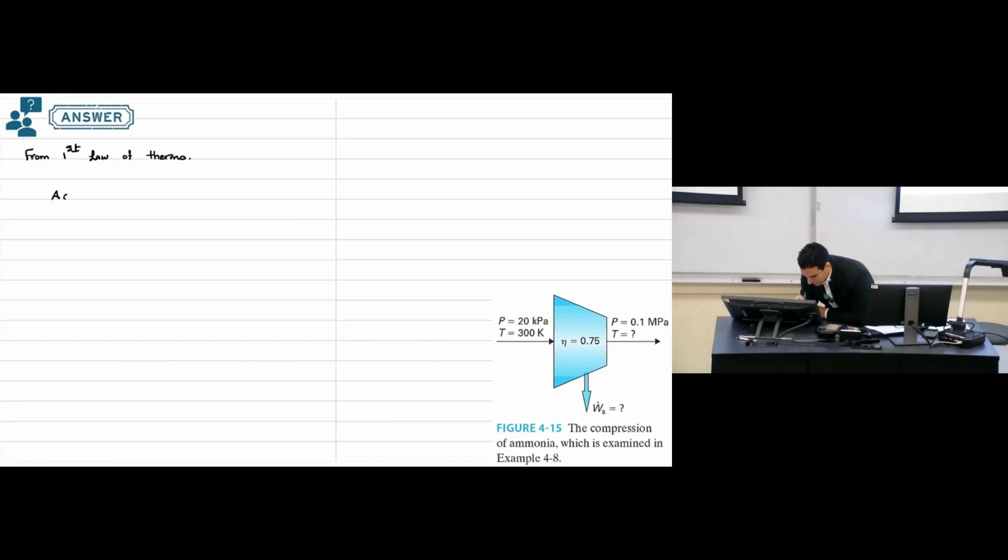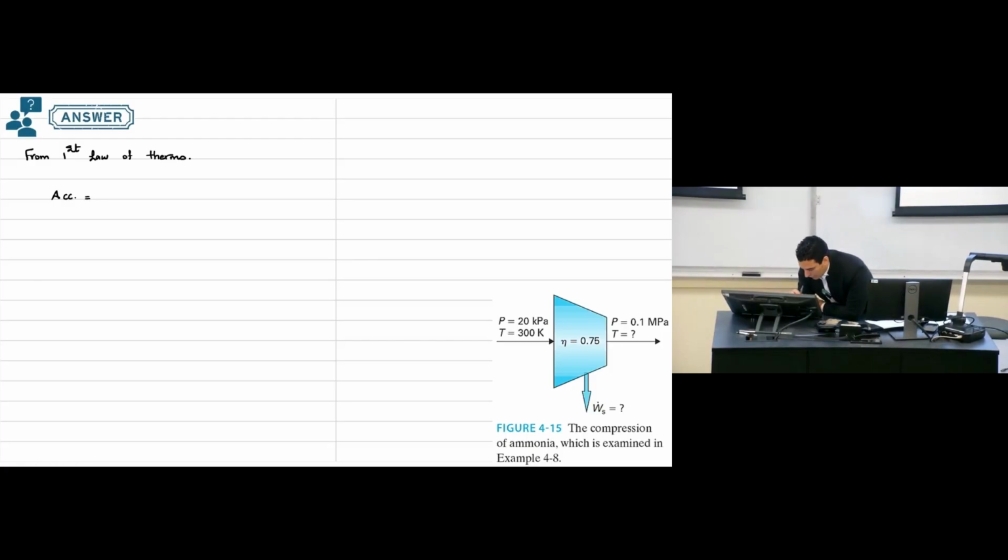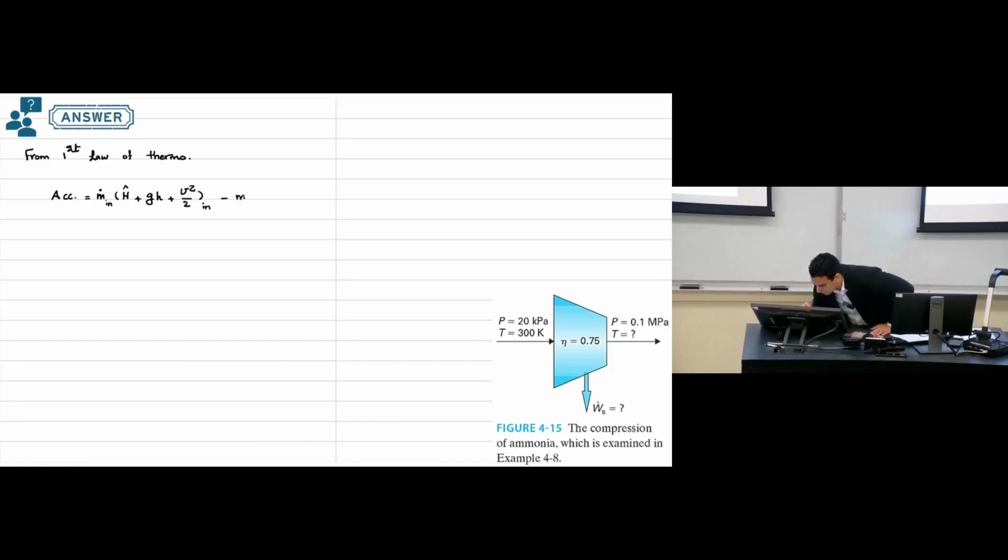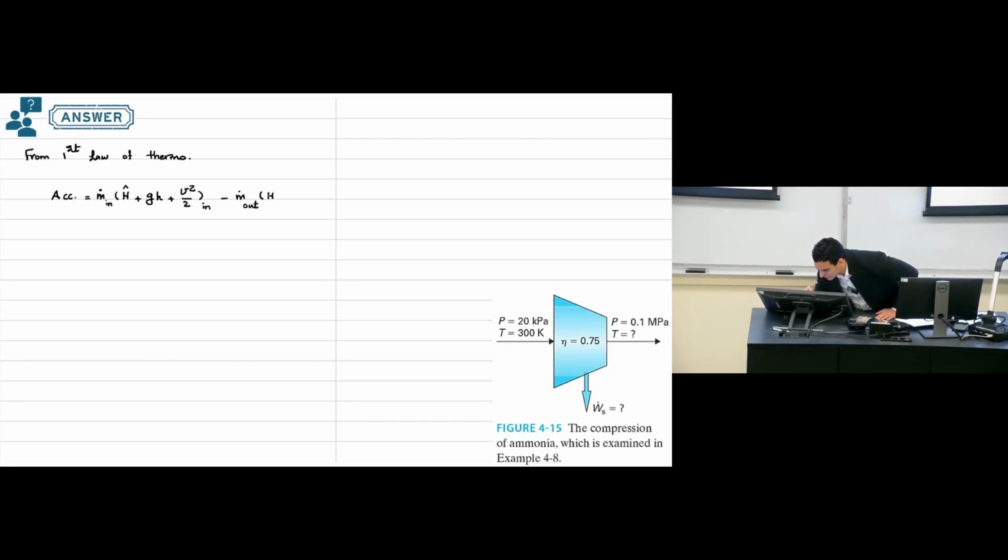Then we have the first law of thermodynamics. From the first law of thermodynamics, what we have is the accumulation term equal to the inlet mass flow rate times specific enthalpy plus gh plus v squared over 2, all of this for the inlet, minus the outlet mass flow rate times specific enthalpy plus gh plus v squared over 2 of the outlet.